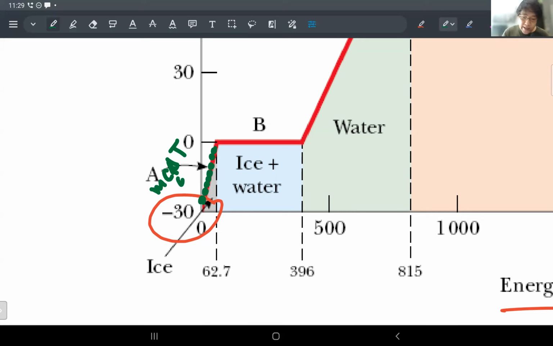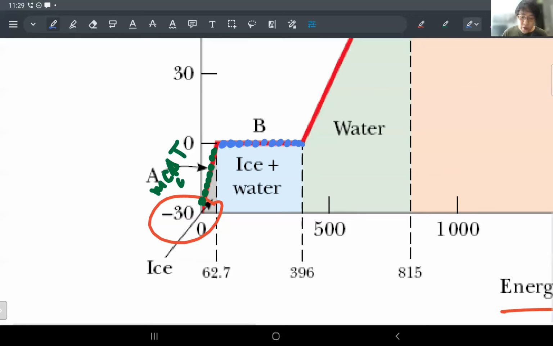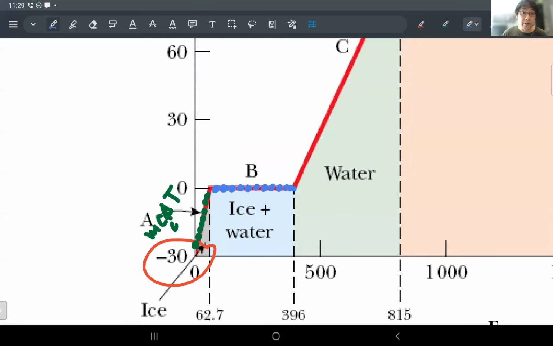So there will be more ice melt. It's going to keep melting until all of the ice has been melted. Cool. So with that, you end up with pure 100% liquid water. Before all the ice completely melts, you have a mixture of ice and water.